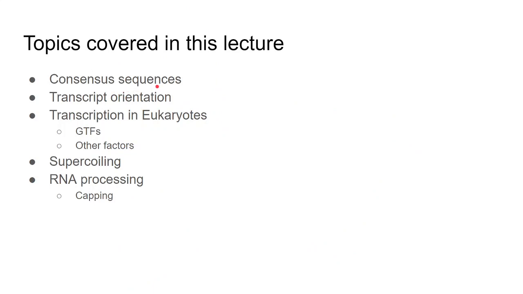So we'll talk about first consensus sequences. These are sequences found at transcription start sites and at terminator regions. Then we'll talk about the orientation of the transcripts. We'll talk about transcription in eukaryotes and how it's different. We'll talk about what are the problems that you need to deal with when you're transcribing. So one of them is supercoiling, and then we'll talk about RNA processing. I'll just give you a brief idea of what RNA processing is, and we'll cover capping in a little detail, but the other two processes we'll cover in further lectures.